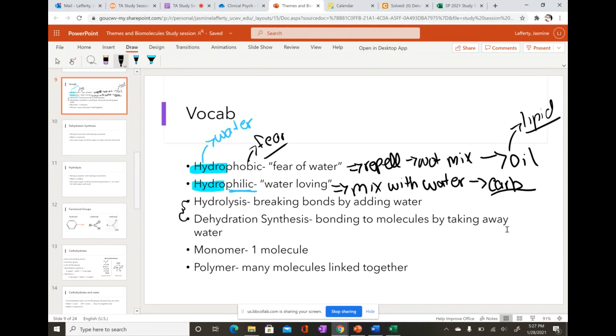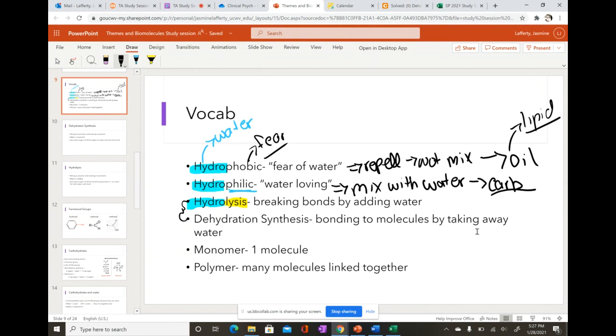Hydrolysis is breaking a bond, so let's just look at this. Hydro, again, means water, so we know it has something to do with water. And lysis literally means to break. So hydrolysis quite literally translates to water breaking. So adding water to break a bond.